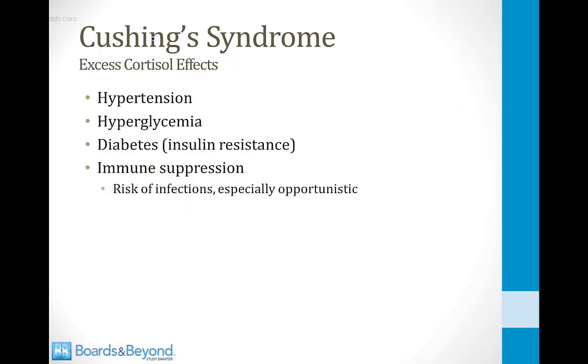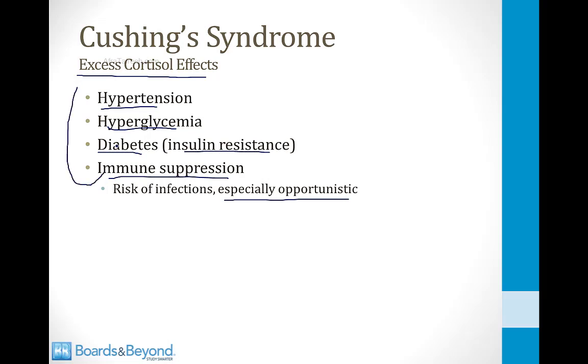Patients with Cushing's syndrome develop symptoms from excess cortisol, and I talk about the effects of cortisol in the module on the adrenal glands, and patients with Cushing's syndrome develop excessive effects of cortisol. So this includes hypertension, hyperglycemia. Patients with Cushing's syndrome develop diabetes from insulin resistance. Their immune system is suppressed, so there is a risk of infections, especially opportunistic infections. All of these things happen to patients who have Cushing's syndrome for any reason.